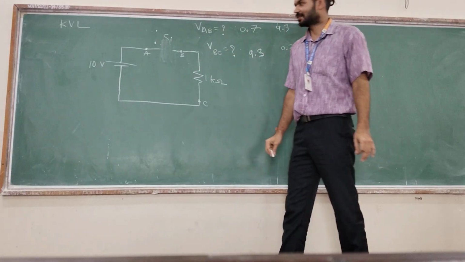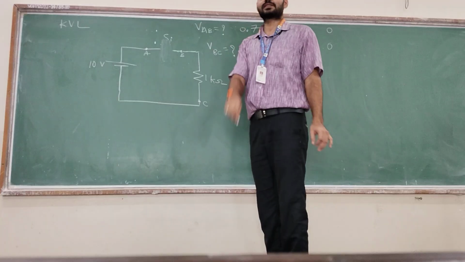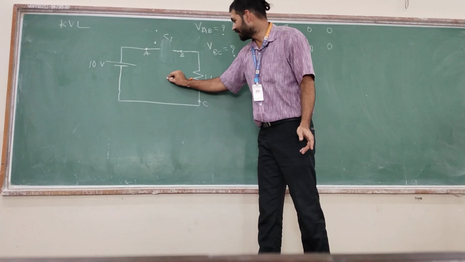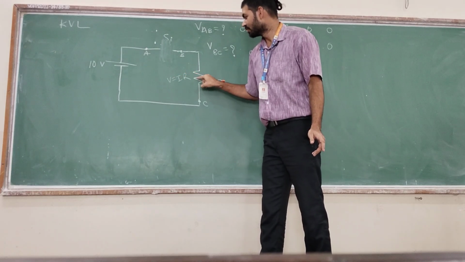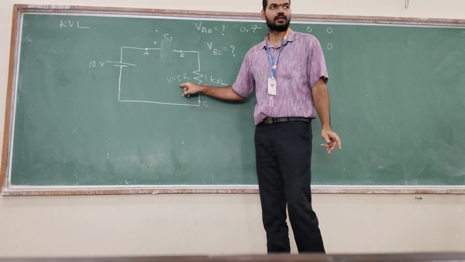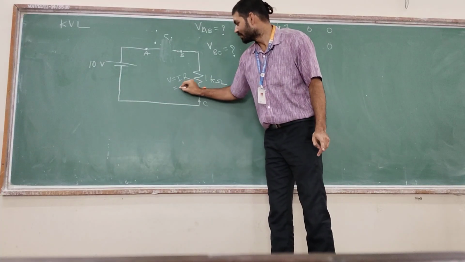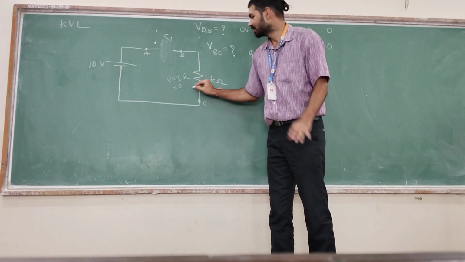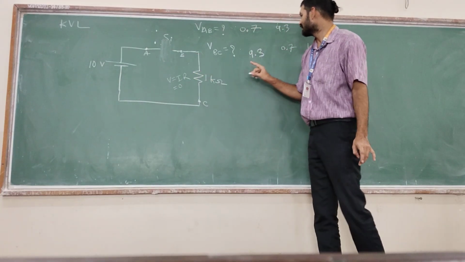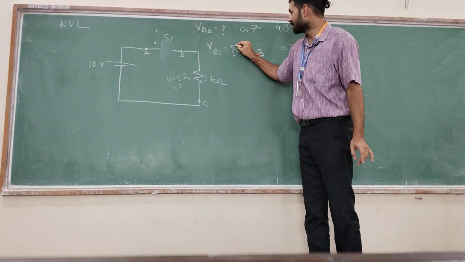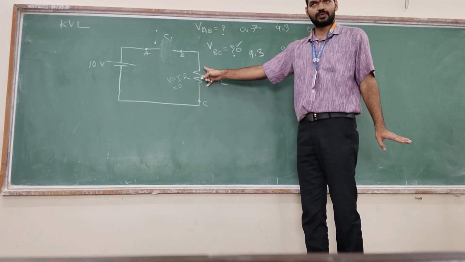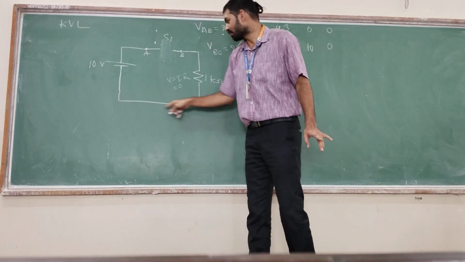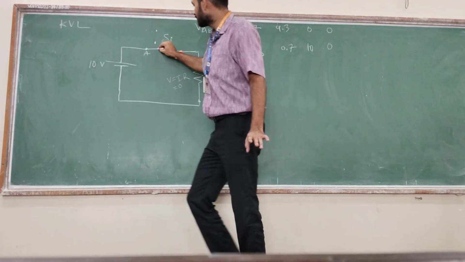Now the answer is very easy. What is the current flowing through this? 0. So V is equal to I into R. What is I? 0. So across this resistor, I is 0 and R may be anything. So the voltage across B and C is 0. Now 10 volts is applied, but current is not flowing through the circuit. It is an open circuit.